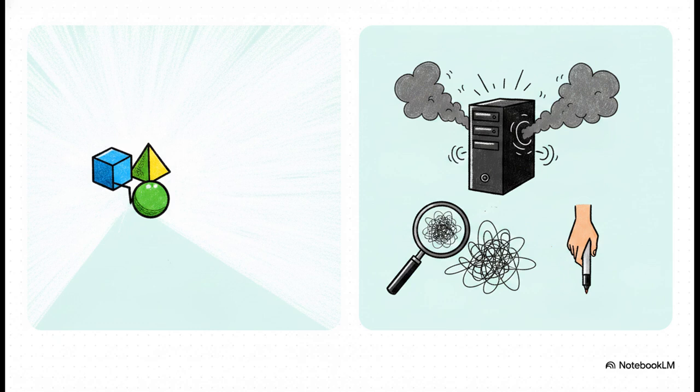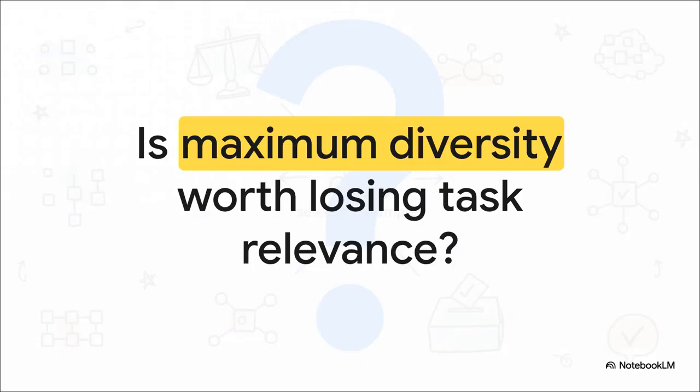Furthermore, it has a pretty significant blind spot. VoteK prioritizes mathematical diversity, but it entirely ignores direct task relevance. A mathematically diverse exemplar might just be a bizarre peripheral edge case that isn't actually helpful for your specific prompting goals. And lastly, let's not forget, after all this fancy math, you still have to sit down and manually annotate those final chosen exemplars yourself. Which brings us to a final, provocative question to leave you with. Is prioritizing maximum dataset diversity always worth the risk of losing direct task relevance?